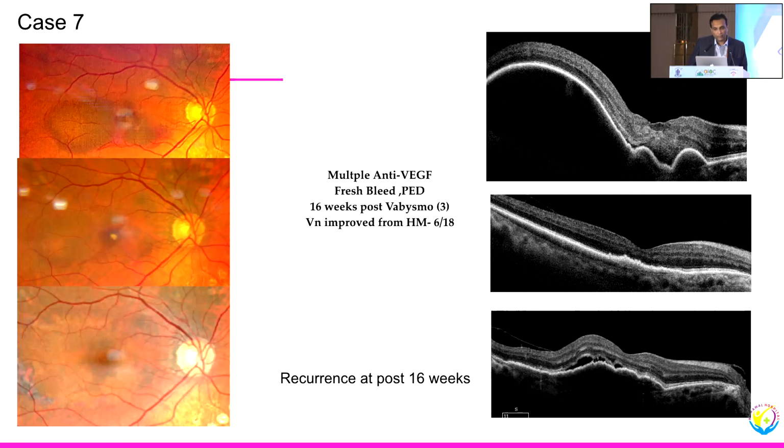Again, a sub-RPE bleed and a lot of fluid, large PED, and multiple anti-VEGFs given elsewhere. There was a fresh bleed. The vision dropped to hand movement.